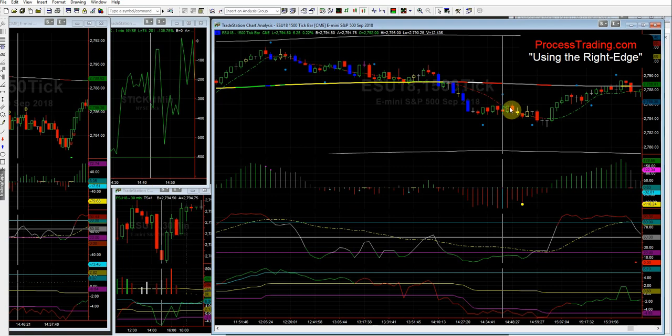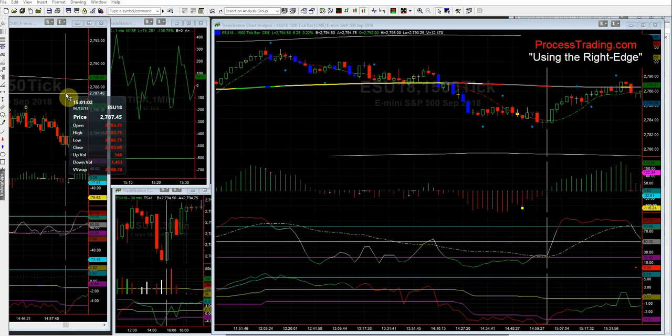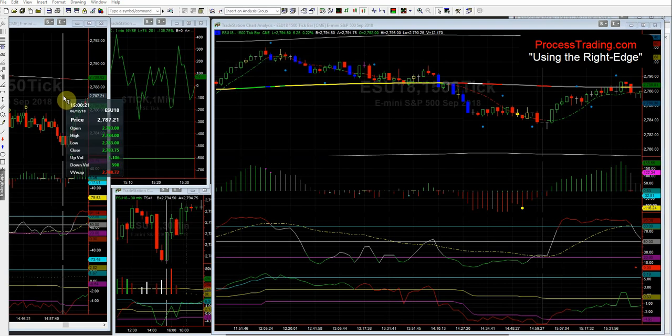And lastly, this is a 1500 tick bar chart, and this is the 750 chart. So we can watch that. And right over here, we can see at 1500. Okay, so let me turn this off now.